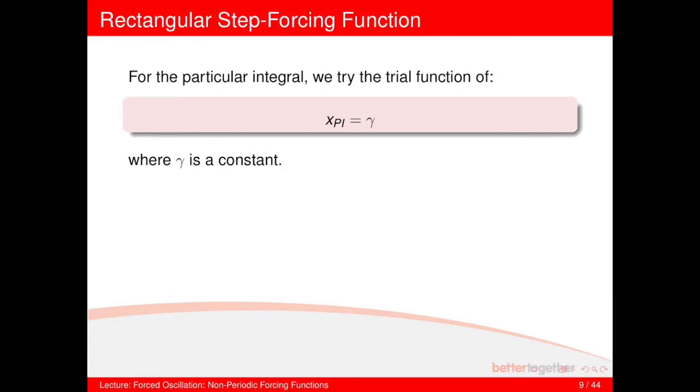Now, for the particular integral, we try a trial function of a constant. In that table, I call that constant gamma. It can be whatever I want, okay? Bananas, whatever.